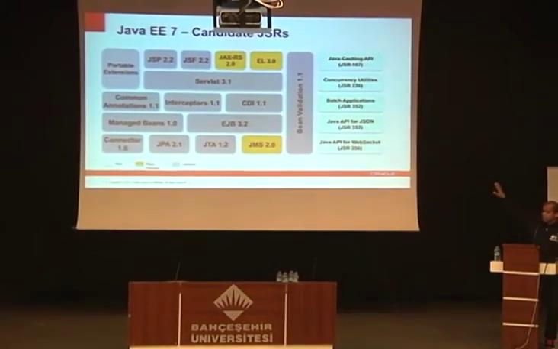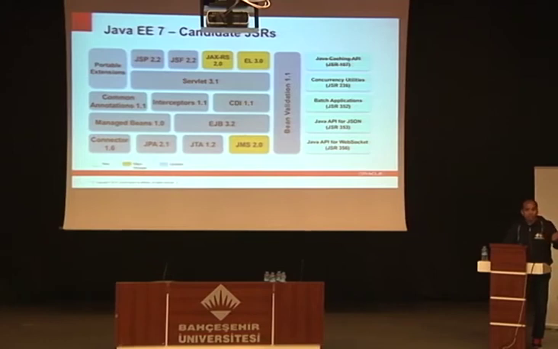On the right-hand side, you see the brand new specifications that are coming as part of the platform. So there is a standard way for doing concurrency in the Java EE platform, which is not allowed right now in Java EE 6. So you can actually have managed executor threads. Standard way for building batch applications as part of the Java platform, Java API for JSON processing, and WebSocket driven applications as well.